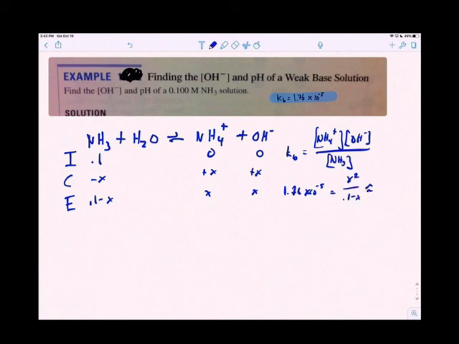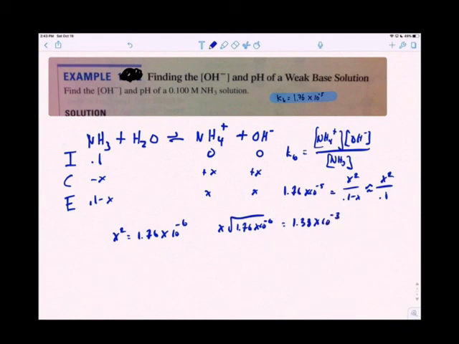And apply the x is small approximation. X squared over 0.1. That means x squared is 1.76 times 10 to the minus 6, right? Then x is just the square root of 1.76 times 10 to the minus 6. And what is that? That is equal to 1.33 times 10 to the minus 3.